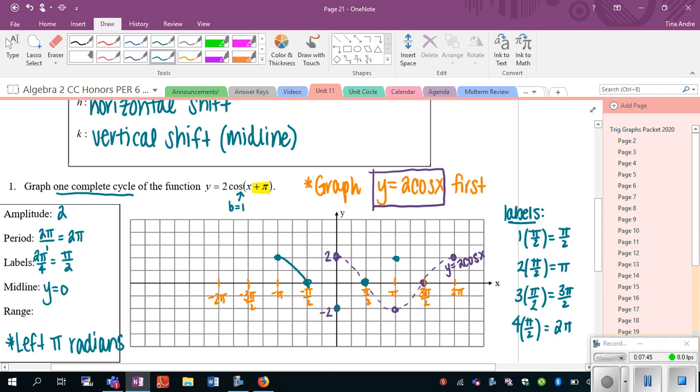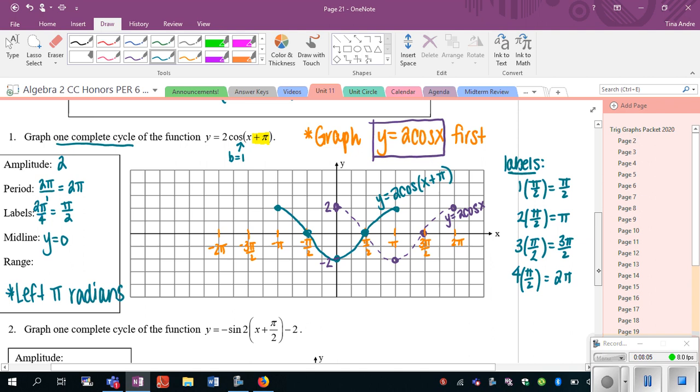So now for this one, I'm going to make it a solid curve because this is actually the answer to the question. The other graph is just my helper graph. So y equals 2 cosine of x plus pi. So not a whole lot different from what you've seen before. It's just adding in an extra step.